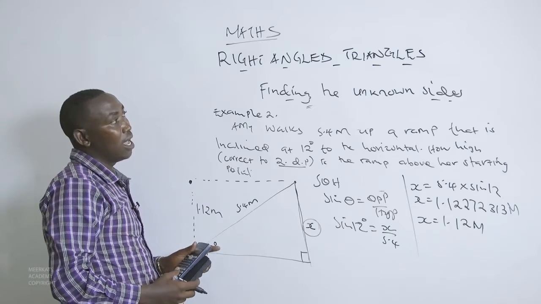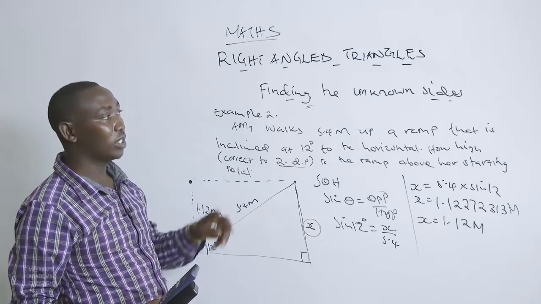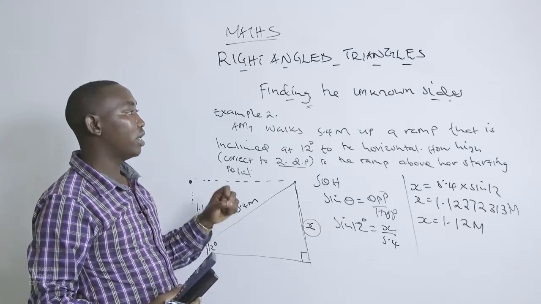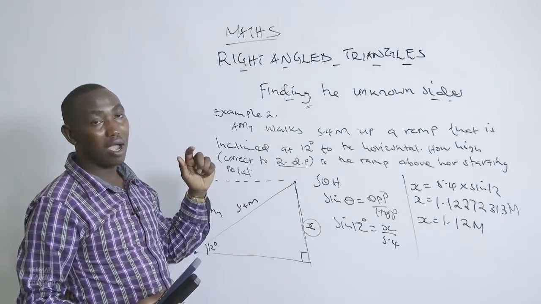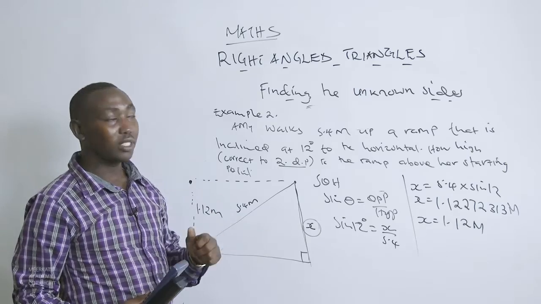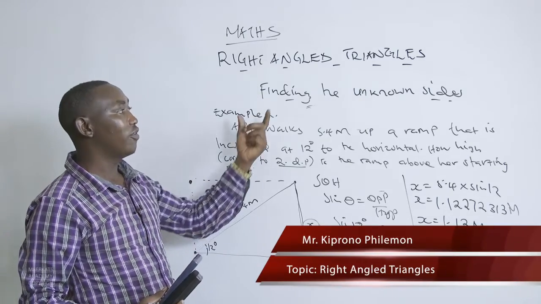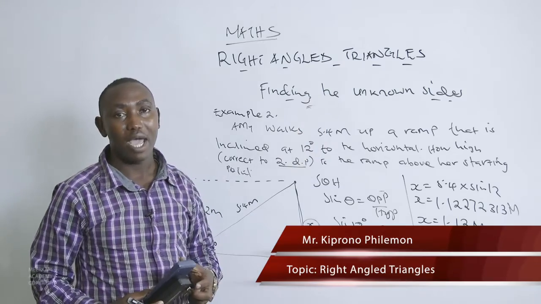Now this brings us to the end of these two subtopics, one on the use of the three trigonometric ratios, that is sine, tangent and cosine, and how we can use the three trigonometric ratios to find the sides of the unknown.